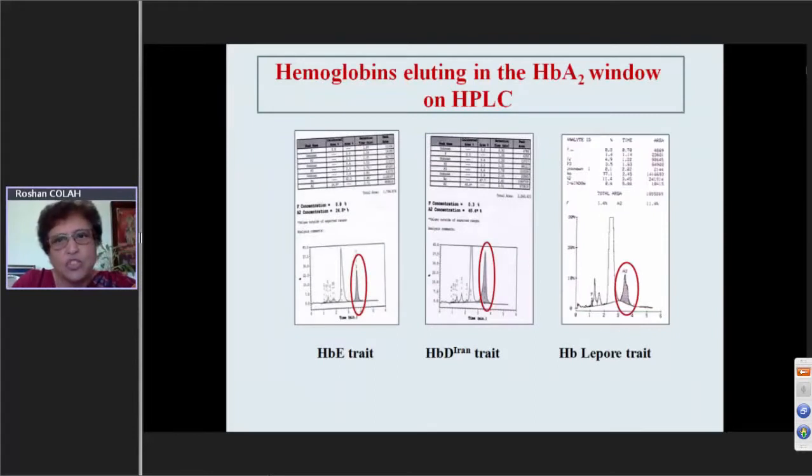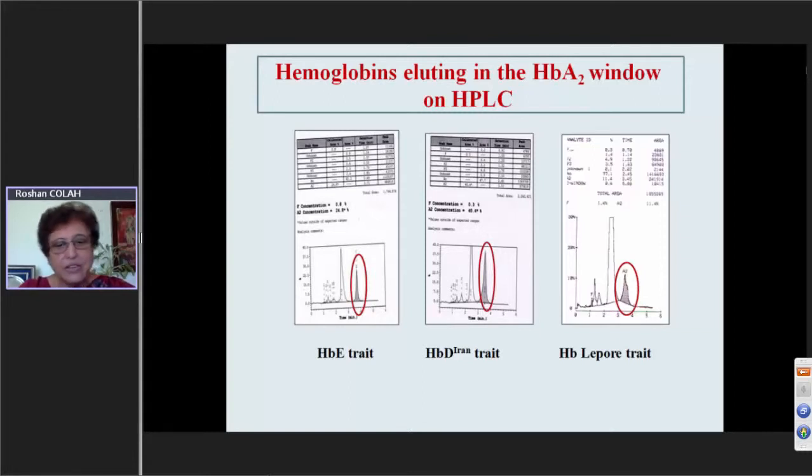There are other hemoglobins which can also on HPLC come out in the same window as hemoglobin A2, and here there are three such examples. One is hemoglobin Lepore. Just by looking at the chromatogram, one can diagnose it. It has a very characteristic hump in the A2 peak, and the quantitative level is usually quite low, around 10 to 15%. Hemoglobin E and D Iran are two variants which again come in the same window, but usually hemoglobin E has a lower percentage and D Iran is usually around 40% or a little more.